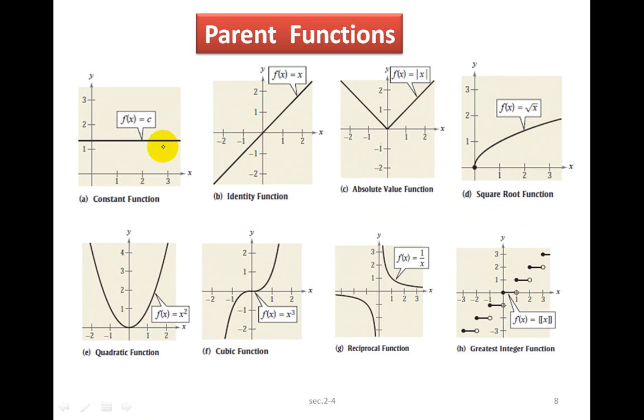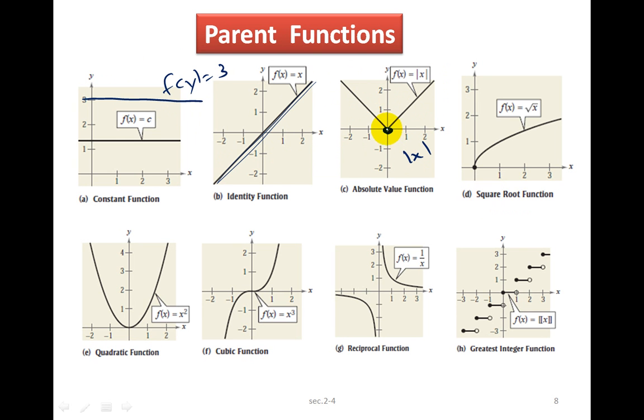Here you have f of x equals c. That means whatever number. For example, if f of x equals 3, the line will be on 3. This is the horizontal line. Okay, here f of x equals x. This is a normal linear graph. This type of graph is absolute value of x. f of x is absolute value of x.